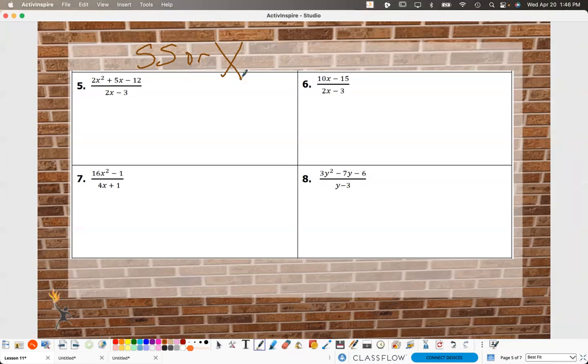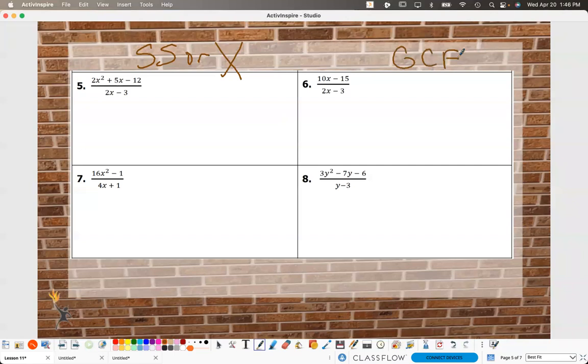So number 6 up here. Trinomial, right? Wait, no. Binomial. Is 10 a perfect square? No. So it's GCF only.